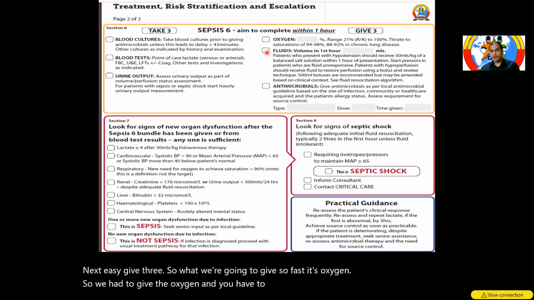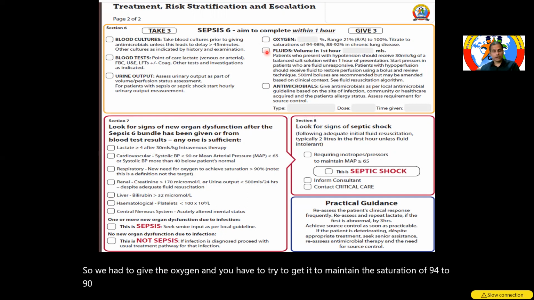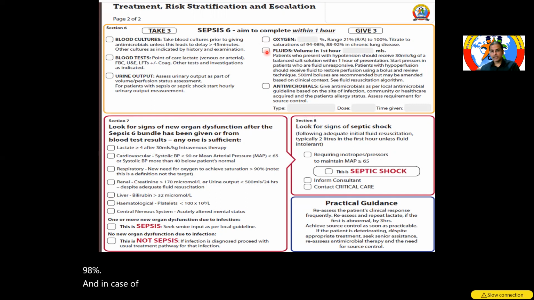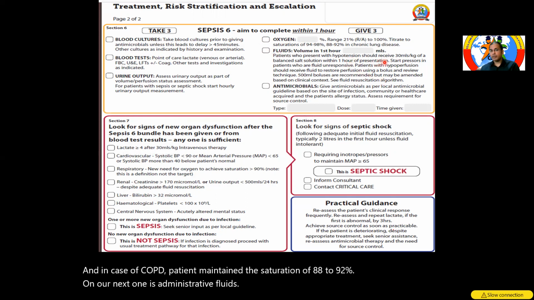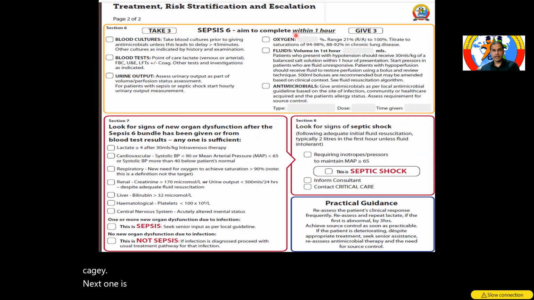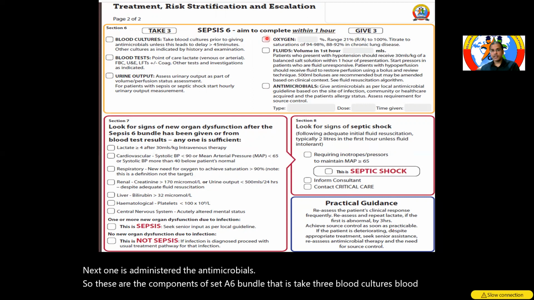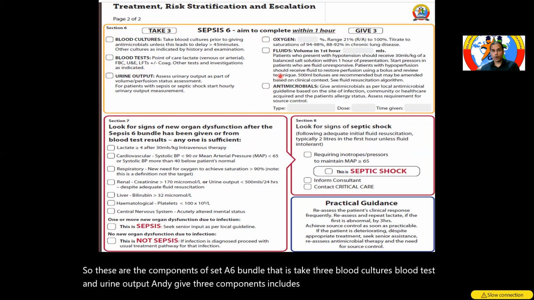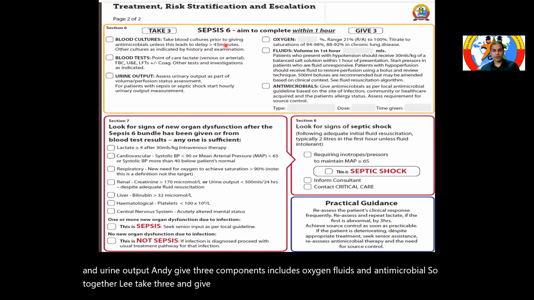It's recommended to administer the fluids at 500 ml, give the 500 ml of normal saline start dose. And if there is a severe hypotension, then you have to give the fluids at 30 ml per kg. Next one is administer the antimicrobials. So these are the components of sepsis 6 bundle, that is take 3: blood cultures, blood test, and urine output. And the give 3 components include oxygen, fluids, and antimicrobial. So together, take 3 and give 3 comprise the sepsis 6 bundle.